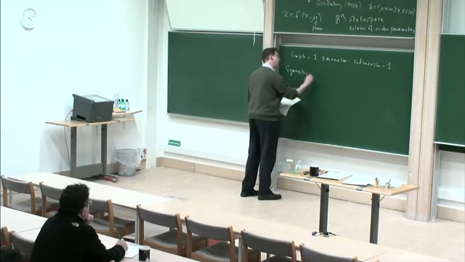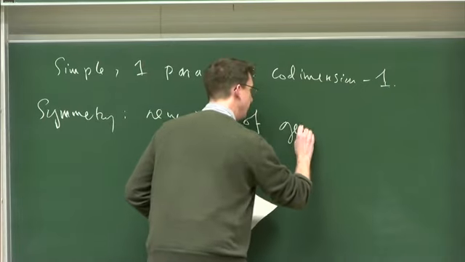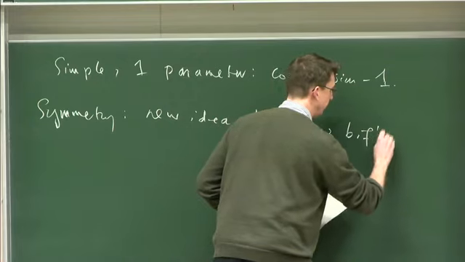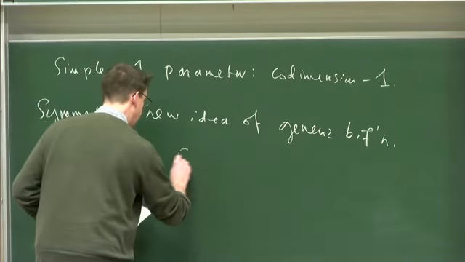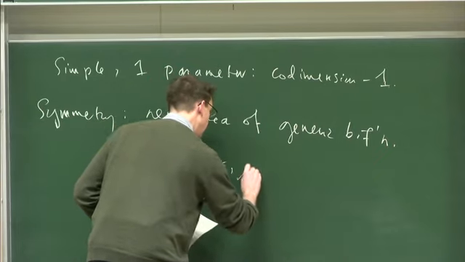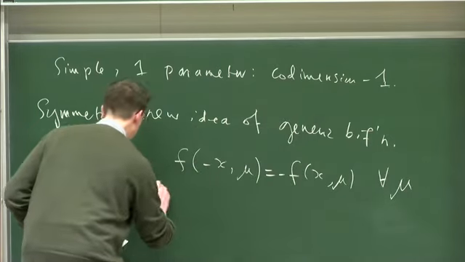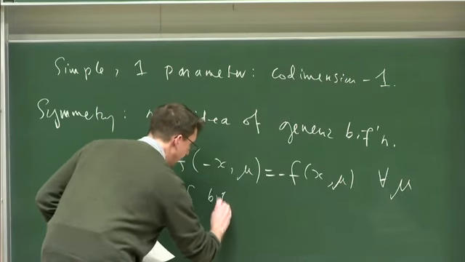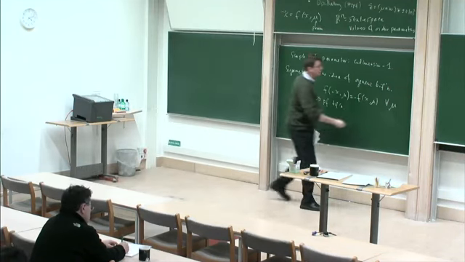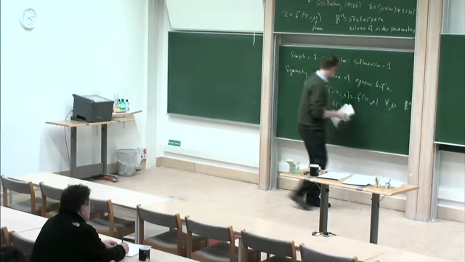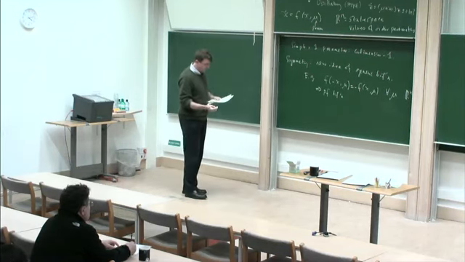Symmetry is going to do lots of complicating things, because it's going to give us a new idea of what it means to be a generic bifurcation. The simplest example would be just the constraint that f was, for example, an odd function for values of mu. And as we know, that gives us a pitchfork bifurcation as a generic change in the stability of the origin in 1D, rather than saddle node. So this is a constraint that changes my idea of what is generic for a bifurcation.